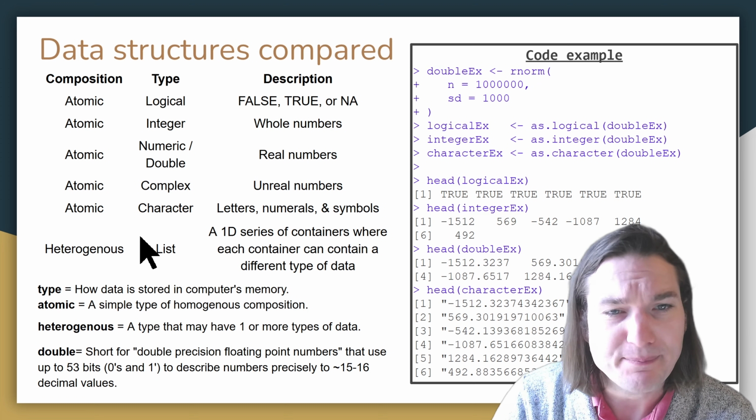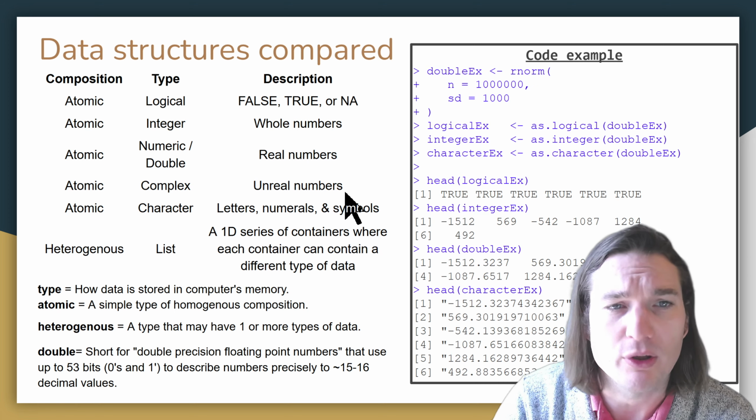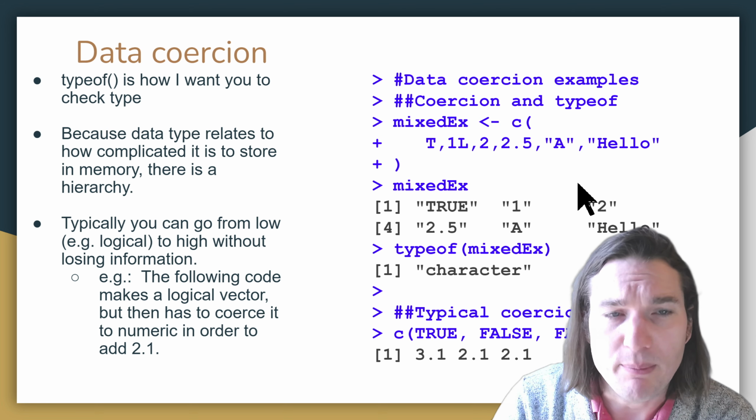Here is a summary slide. You should know all of these properties. Like that is an important thing for you to know. But we're going to pick back up with data coercion.